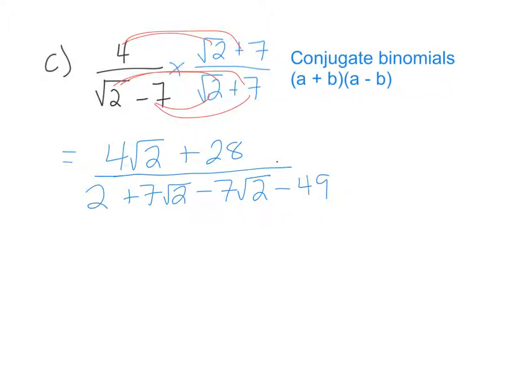This should always happen. These two are opposites and they cancel each other out, those two middle terms. Still good to write them down to show what's actually happening, but they'll always cancel each other out. So we actually have 4 root 2 plus 28 over negative 47.